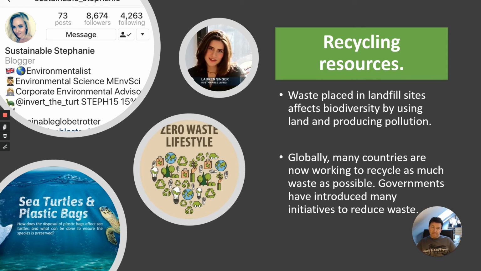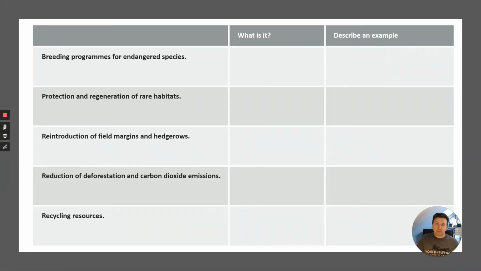They start off at a local level, from a household to a national and an international level. Governments have introduced many initiatives to reduce waste, and many people want to reduce the amount of waste that they are producing. All of those things are going to help improve or maintain biodiversity. So here is a little table. From the video that you've just watched, I'd like you to write down each of the main factors that I've discussed, and then give an example. If you don't want my example, you can look on the internet and find other examples.